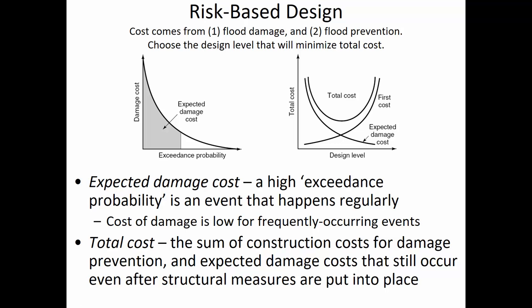So if you're building a really sophisticated structure that will protect against the 100-year storm, for example, now you're not having very much damage cost, but your construction costs are high. And so with this total cost curve, what you should be doing is working to minimize it, finding the lowest point in here. It's similar to engineering economy when you do a cost effectiveness analysis where you're trying to minimize the annual expense.